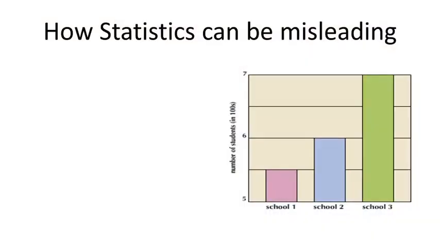So I wanted to just show you a few quick examples of how statistics can be misleading, so that hopefully you'll be a better critic of these statistics that you might see in your everyday life. So consider this one. Just take a moment and look at it. If you just briefly glance at this, you'll see that it's presenting 3 schools and the number of students, and school 3 has the most. Compared to schools 1 and 2, school 3 seems to have a lot more.